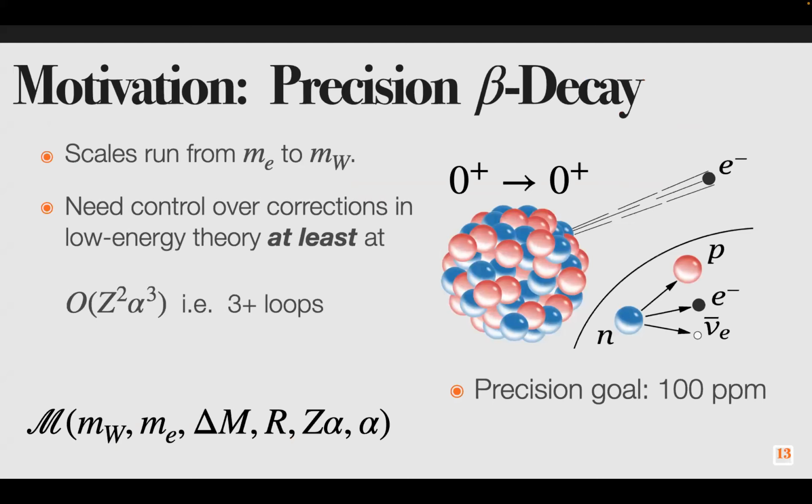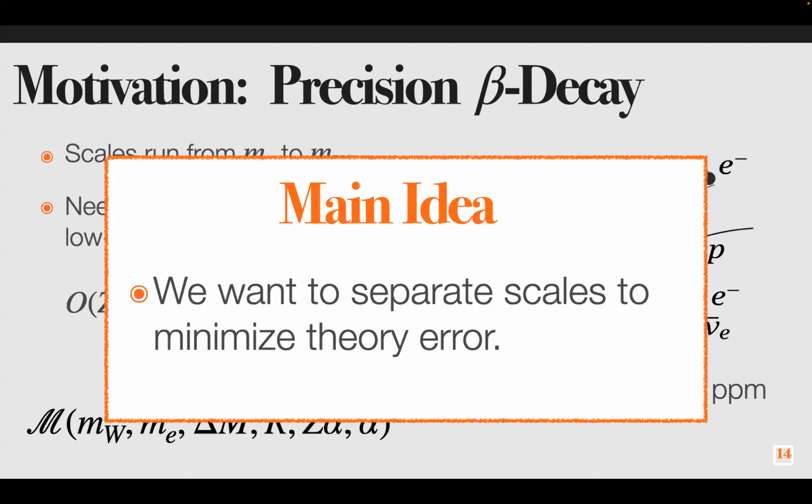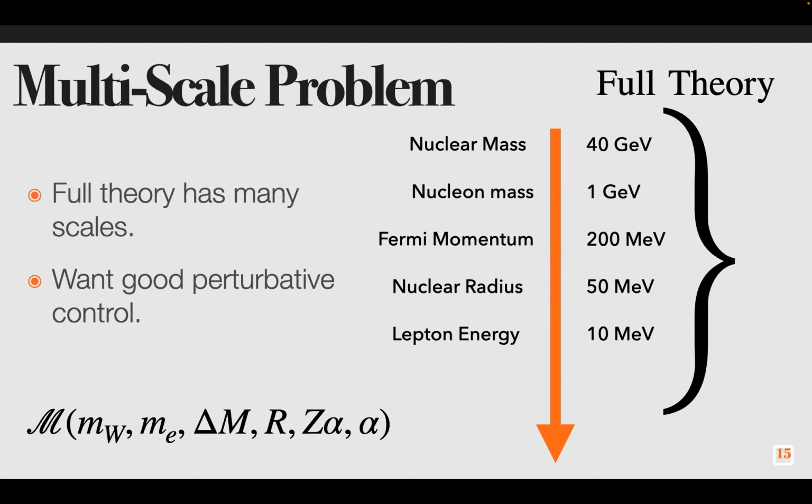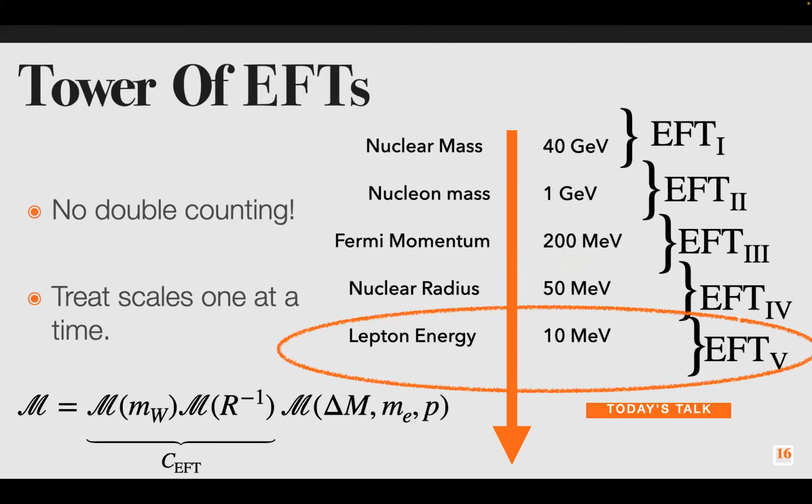So there's a lot of scales that go into this, okay, and that makes life hard. But you can take advantage of ideas from effective field theory to minimize your theoretical error. The kind of scales that would show up here are the W mass, the nucleon mass, the mass of the nucleus itself, Fermi momentum, nuclear radius, lepton energy. And the way you should approach this is to do 1 scale at a time.